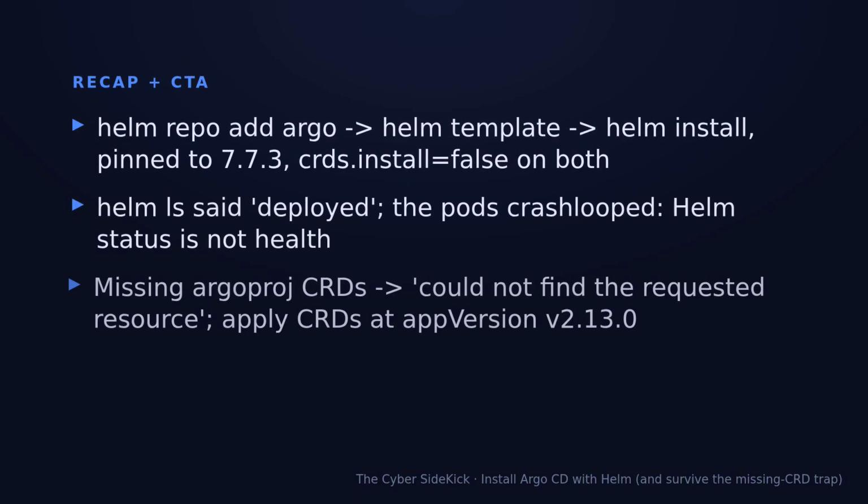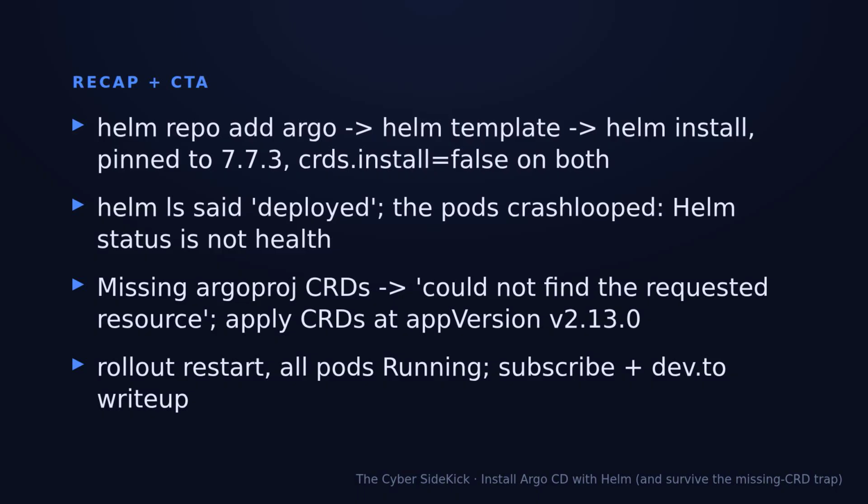To recap, helm repo add argo, helm template, helm install, all pinned to chart 7.7.3 with crds.install false, exactly as the question specified. Helm said deployed, but the pods said otherwise because the pre-installed CRDs were a false premise. The logs named the failure, the chart's appVersion named the fix, and after applying the version 2.13.0 CRDs and a rollout restart, everything went green. Green Helm status is not a healthy release. Always end on the pods.